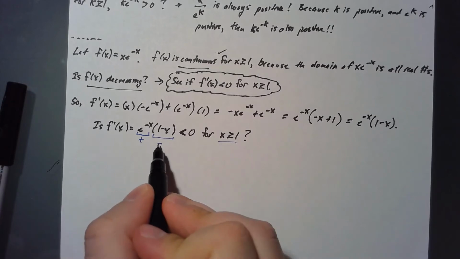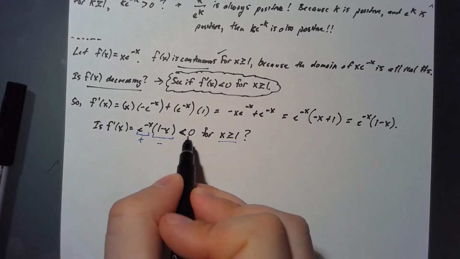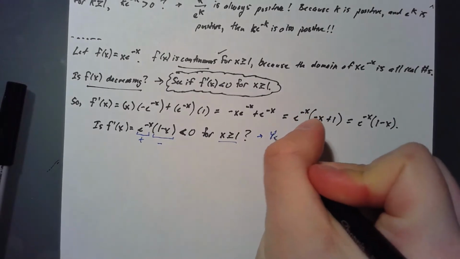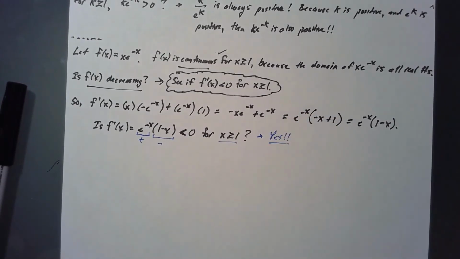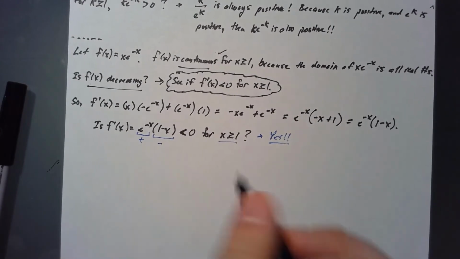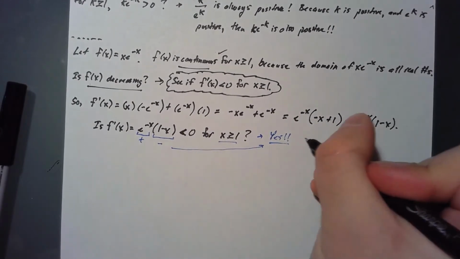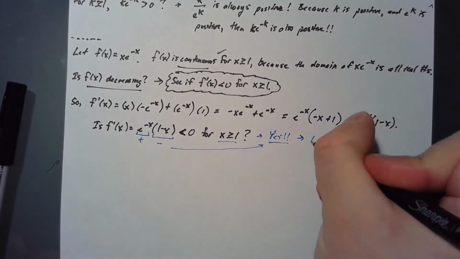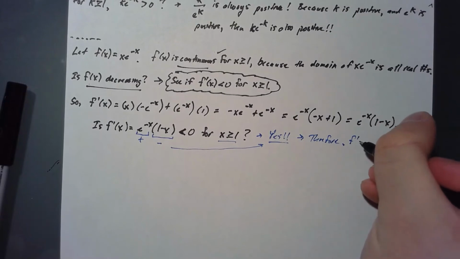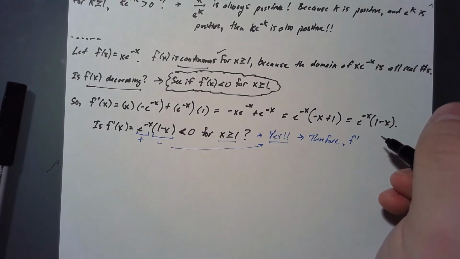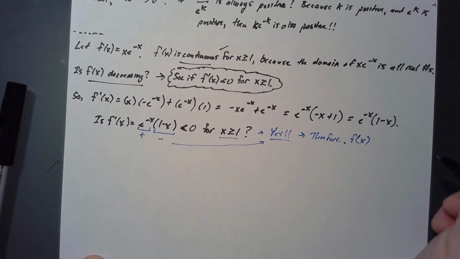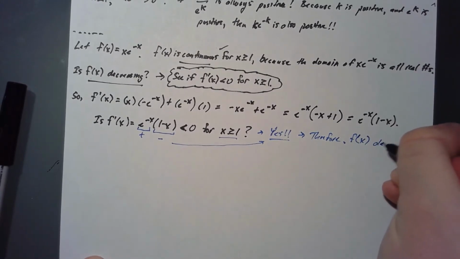What's a positive times a negative? That's always going to be negative. So yes, that's certainly true. This is going to be negative because of this. So therefore, my original function decreases.